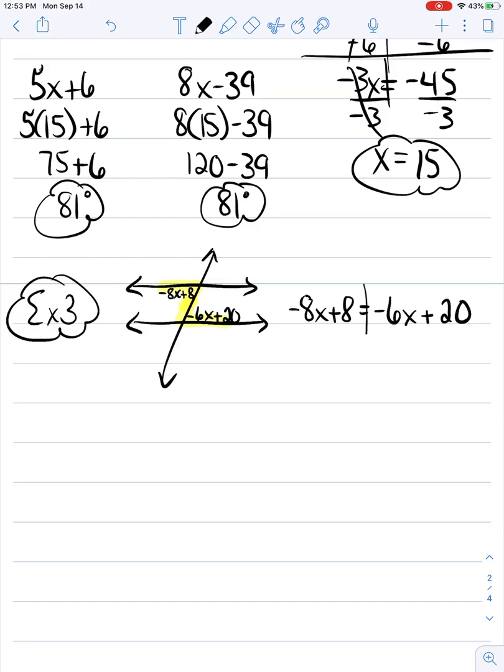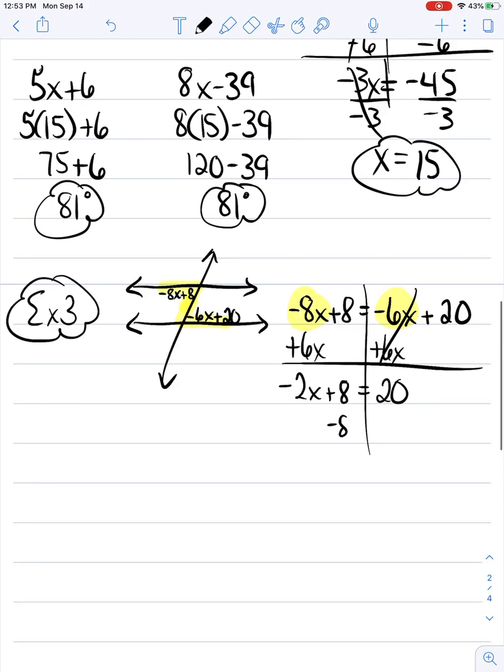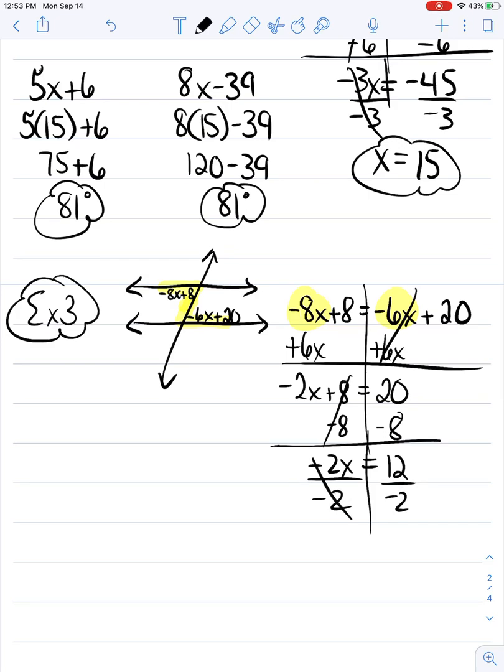For step 3, I just solve for x. So first I notice I have to get my letters on the left. So I'm going to add 6x to both sides. I'm left with negative 2x plus 8 equals 20. Next, I'm going to subtract 8 from both sides to get negative 2x equals 12. And then I'm going to divide both sides by negative 2. So x equals negative 6. So I have solved for x.